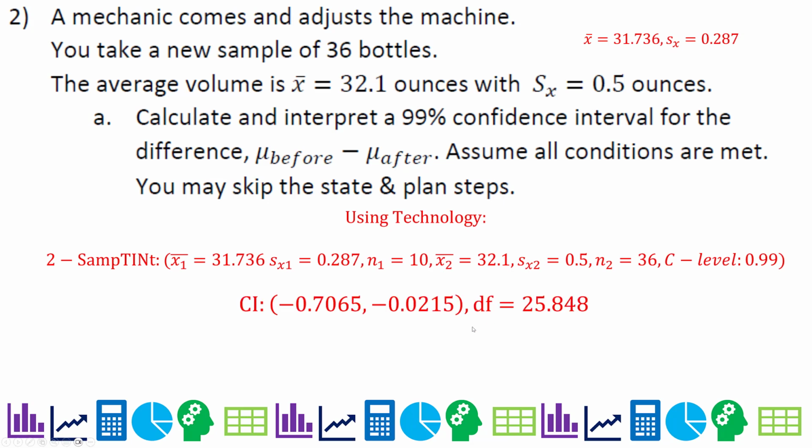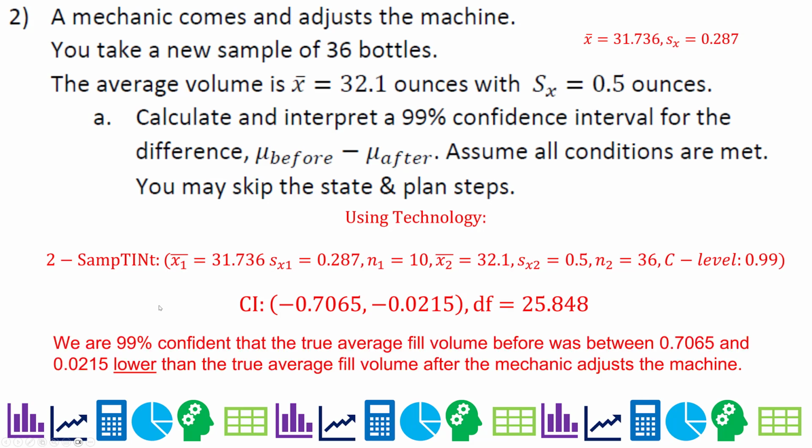So now we have, using technology, there's our interval. And how do we interpret it? Well, I could say if the difference of before minus after is exactly this. You can also kind of say, oh, lower and higher. So be careful when using lower and higher, because you have to actually be accurate in the direction there. So I went ahead and used the more complex wording. So we are 99% confident that the true average fill volume before was between 0.7065 and 0.0215 lower than the true average fill volume after the mechanic adjusts the machine.